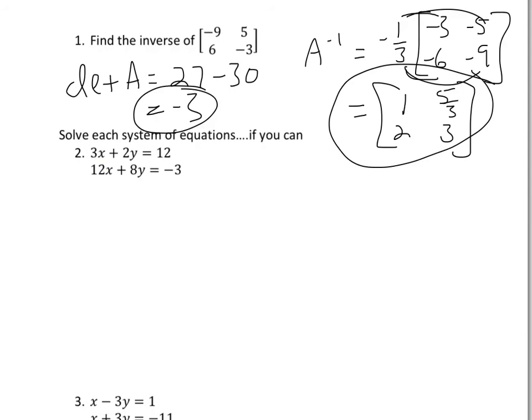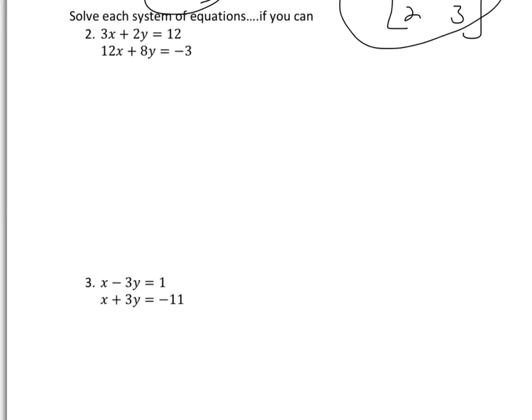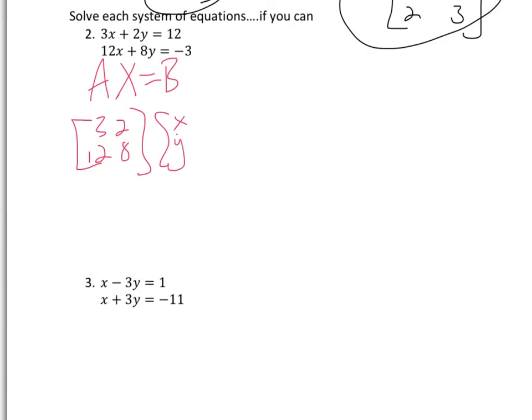Okay, let's check out these couple systems before I finish up. To solve the system, we have to turn it into a matrix equation. So we need it to look like AX equals B. A is going to be all of our numbers here, and you have to make sure they're all in the right position. X is first, then Y's. So we'll have 3, 2, 12, 8 times x, y equals 12, -3. Let's find our inverse and get to the other side.